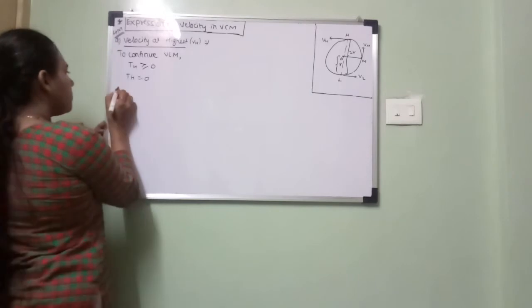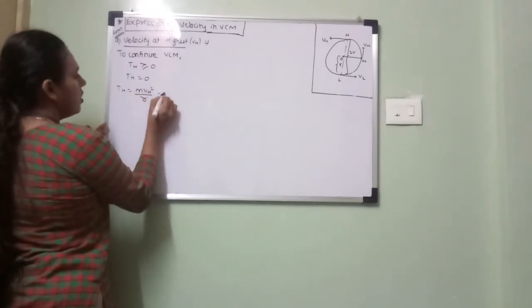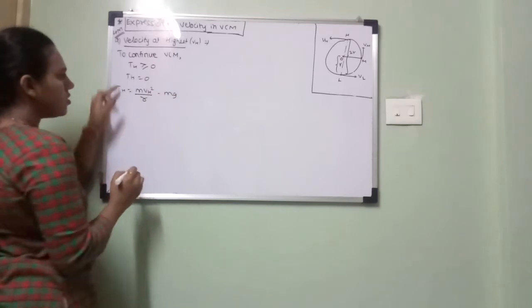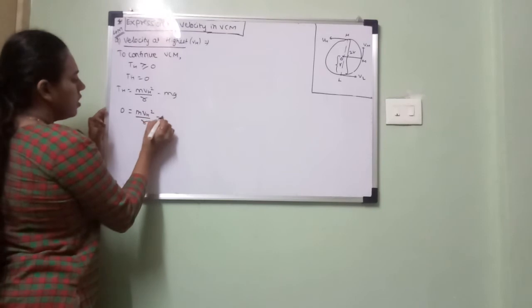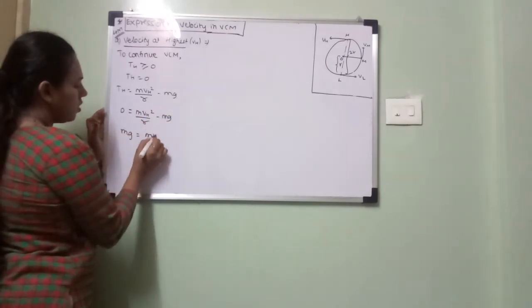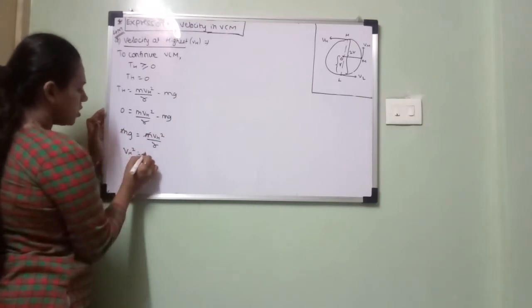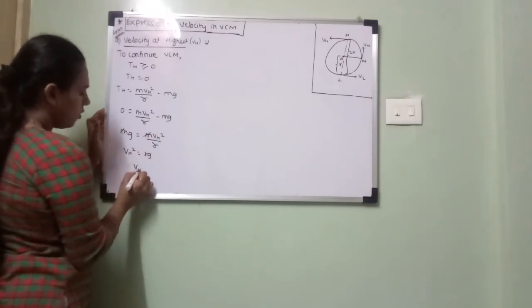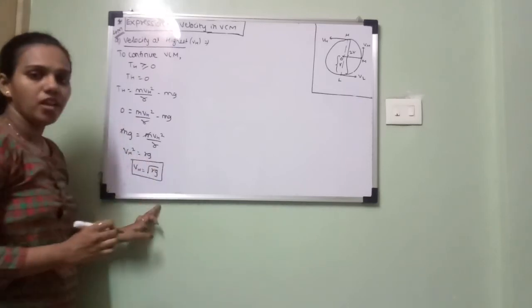How? See, what is TH? mVH square upon R minus mg. This TH value is 0. So mVH square upon R minus mg equals 0, take this over here: mg is equal to mVH square upon R. m will get cancelled out. VH square is Rg. Therefore, VH is equal to under root of Rg. So this is the velocity at the highest position.